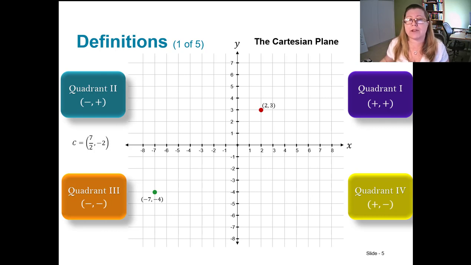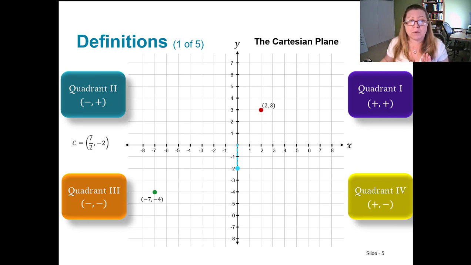So let's take another point, let's say our C point is 7/2, -2. If you feel more comfortable doing the up and down first, then go for it. Let's take another point starting at the origin, and this time I'm going to go 2 units down. As long as I don't mix up the numbers and I'm going 2 units down and not 7/2 down, I'll land where I need to land.